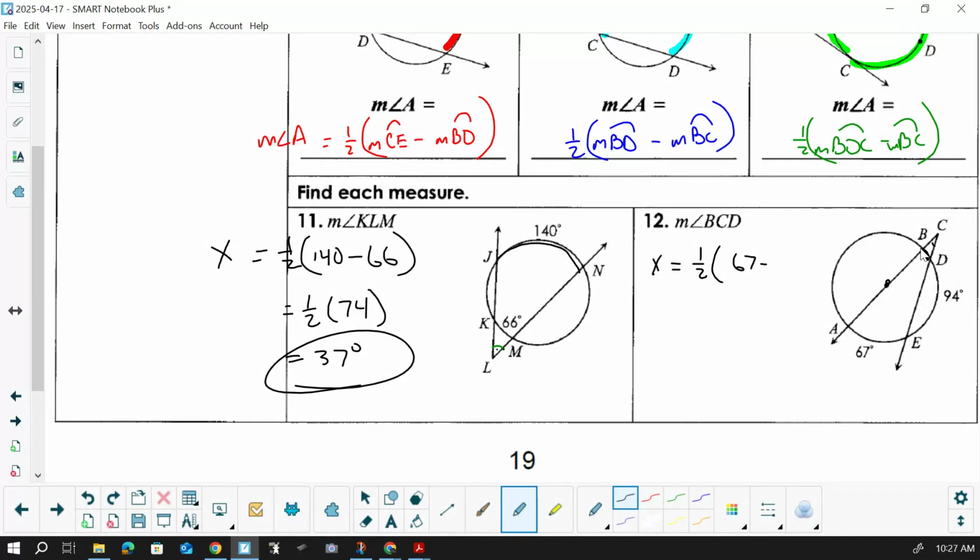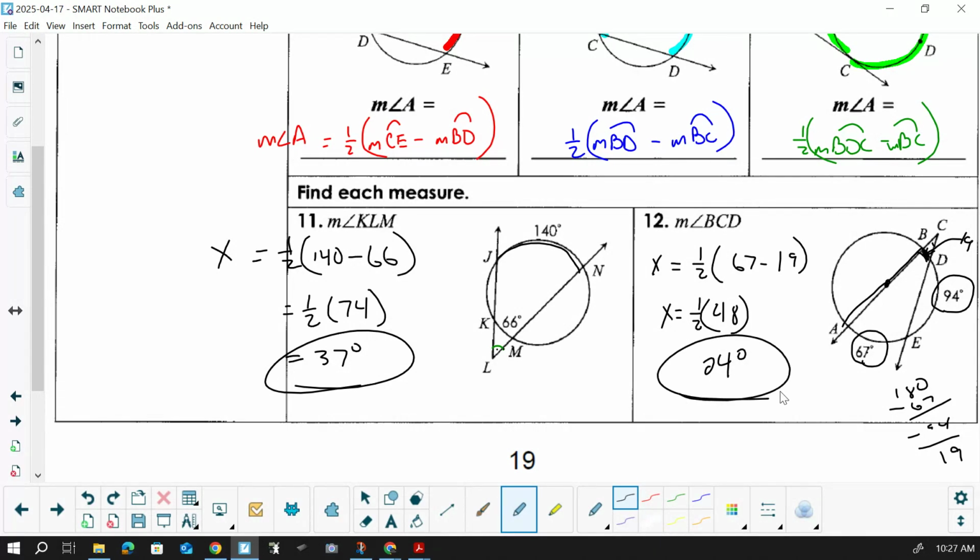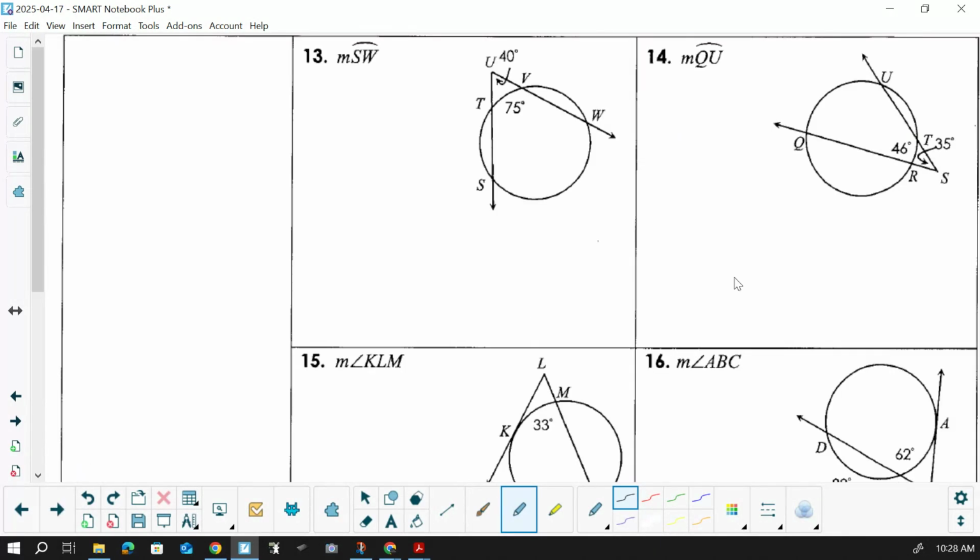Well, this is a diameter, so half a circle is 180. So if I do 180, let's subtract that 67 and subtract that 94 to see what's left. 180 minus that 67 and then minus that 94, you get 19. So this little tiny arc right there, 19. So that's the tiny arc. So 67 minus 19 is 48. And 1/2 times 48 is 24. And that's your answer.